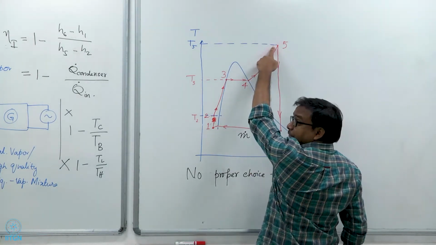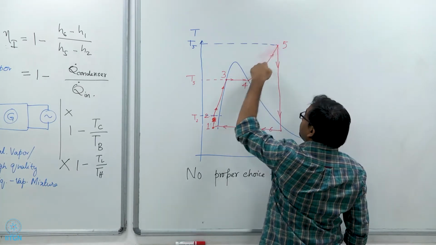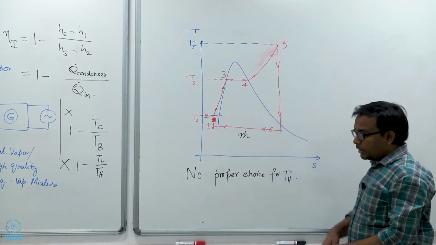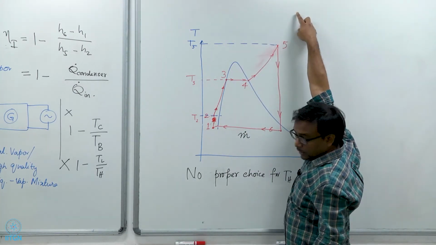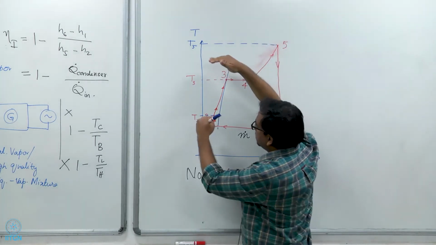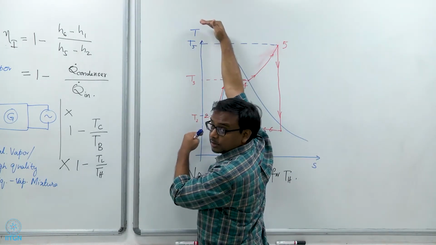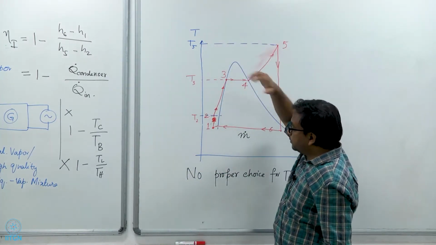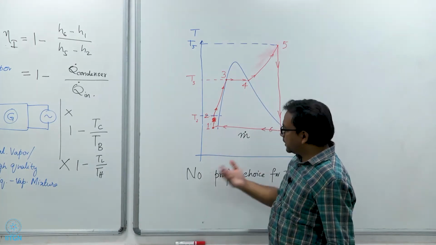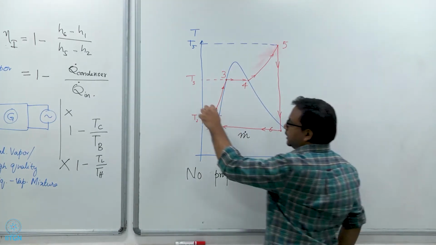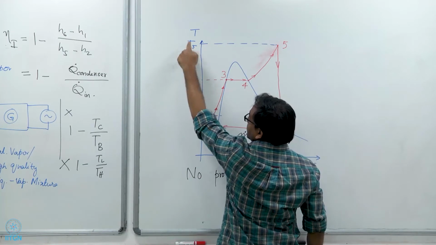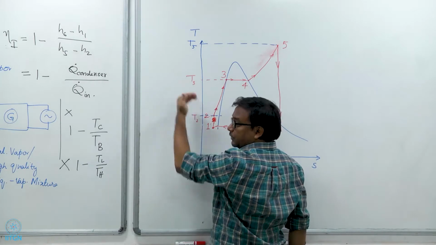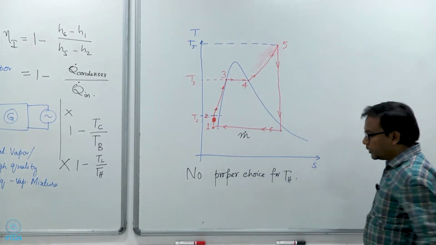However, we can vary T5. Because this is superheated steam, we can increase the degree of superheat and take this point 5 to a very high temperature, so that this range of heating becomes larger. The highest point of temperature addition goes up, which will likely result in TH going up, because TH lies between T2 and T5. If you make T5 higher and higher, it is very likely that the effective TH will also become higher and higher.